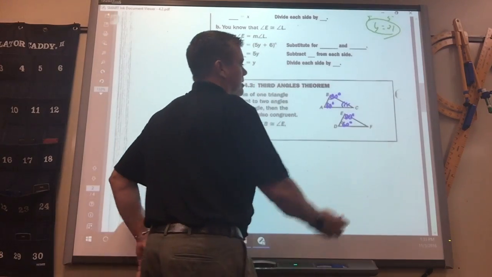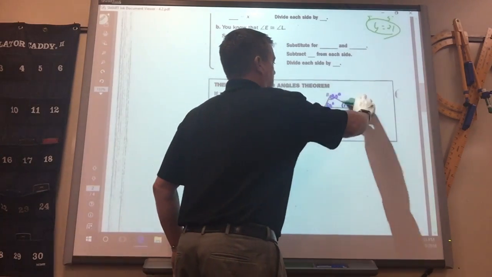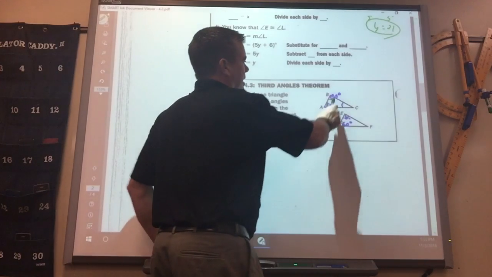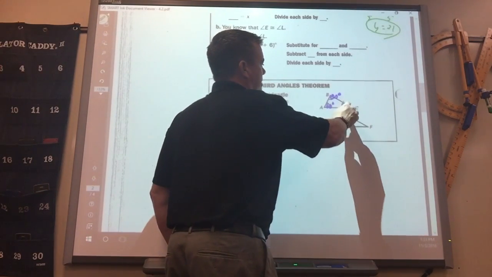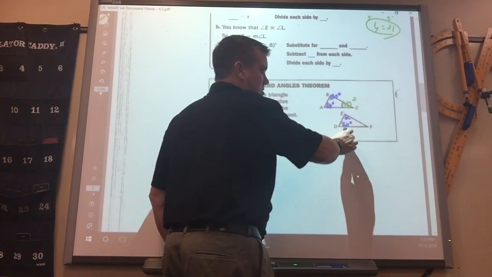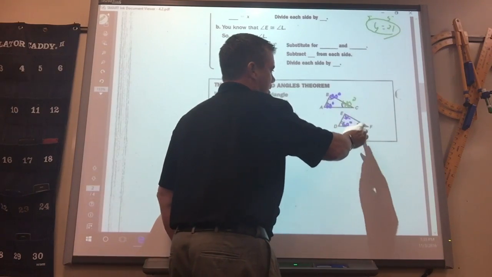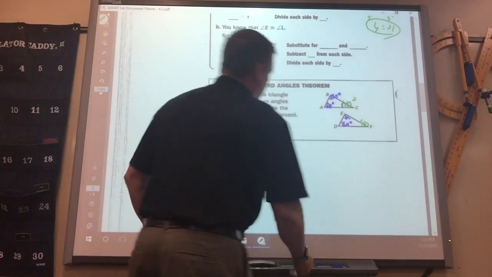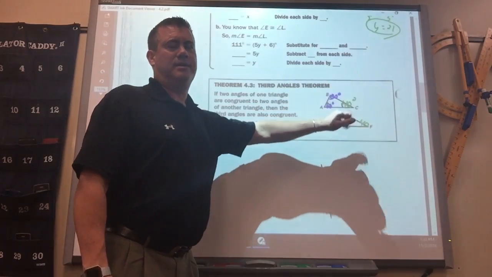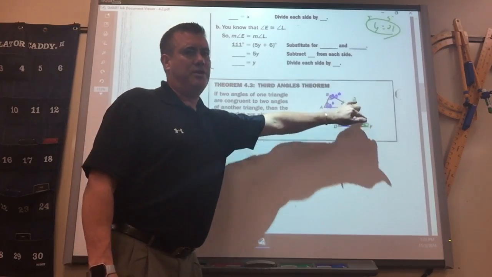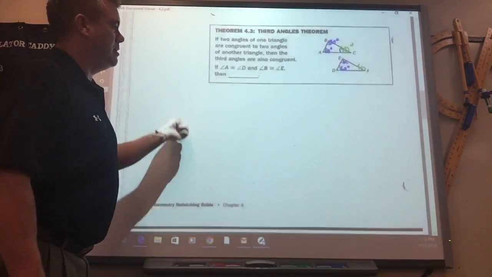So then 80 and 60 is 140. Triangle's got to add up to 180, so that means this is 40. They got to add up to 180, so that means that's 40. So if any two angles are congruent to another two angles in a different triangle, then the third angle is automatically going to be the same.